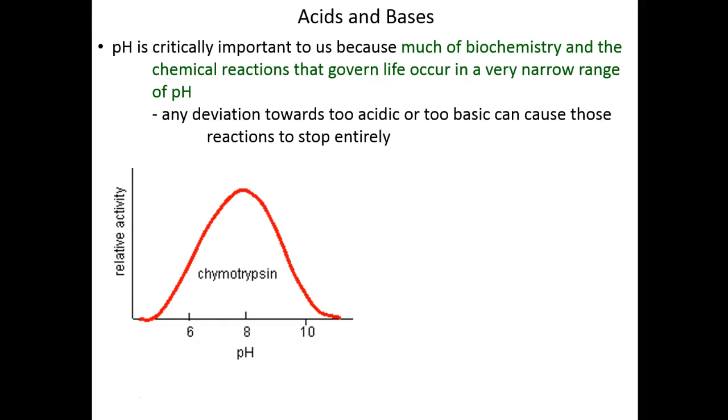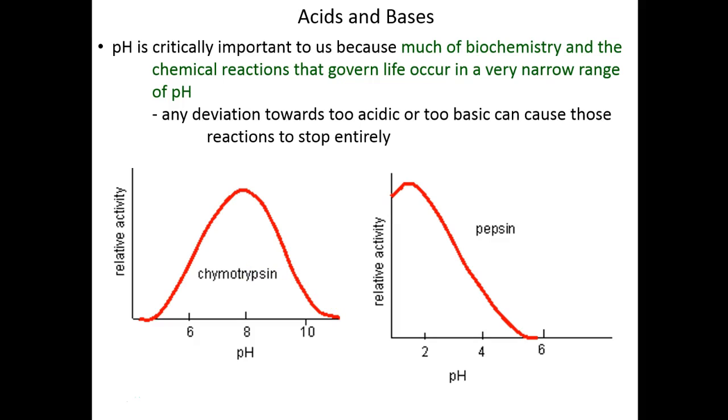Chymotrypsin is a molecule that functions in cells. It functions best at near neutral pHs. As soon as we get to 6 or 10, we deviate by 2 pH units on either side of chymotrypsin's optimal pH, and we see that the activity of that enzyme drops off precipitously. Enzymes do not like acidic or basic solutions.